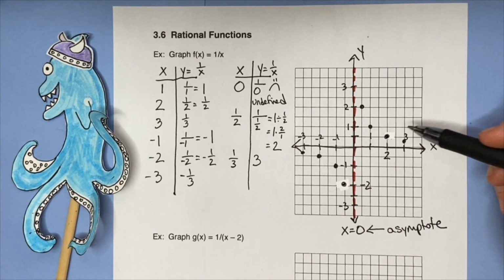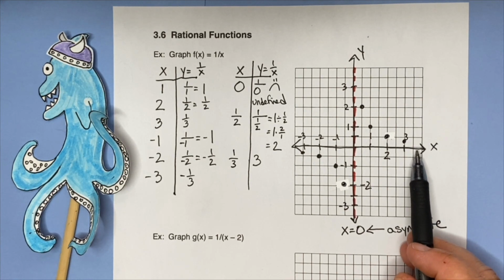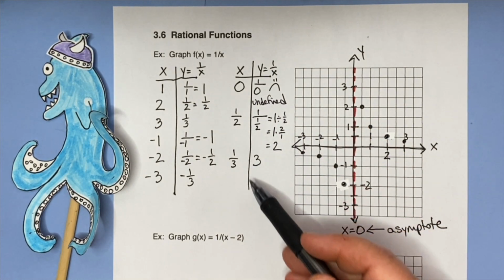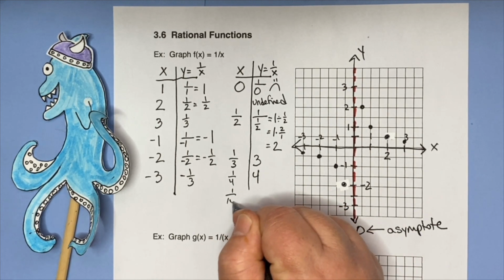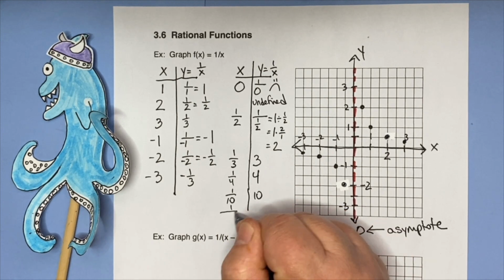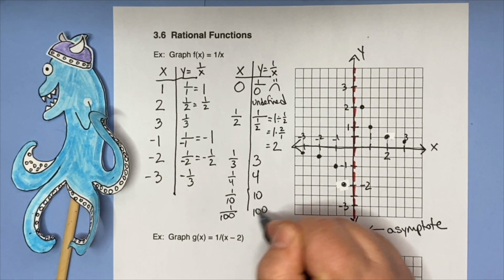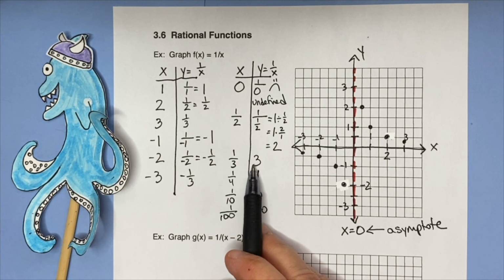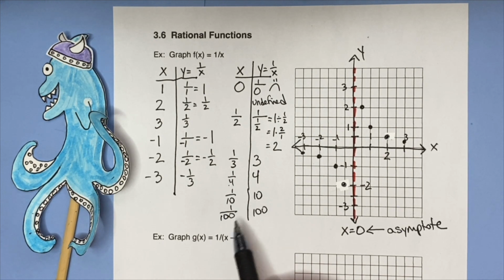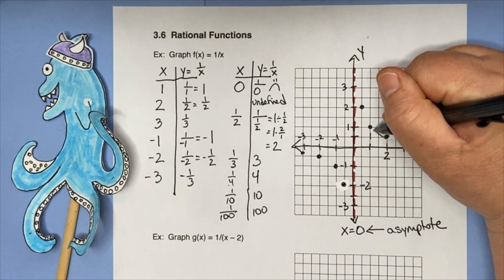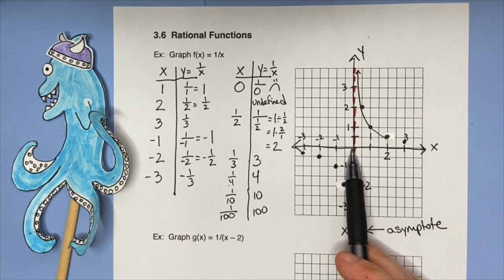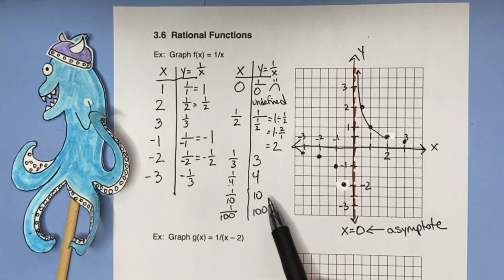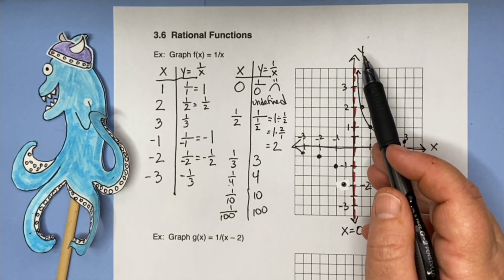Now, what does that mean? That means what's going to happen, and if we had lots and lots of time to fill this in, we'd go 1/4 becomes 4, 1/10 becomes 10, 1/100th becomes 100. So the correspondence from 1/3 to 3, 1/4 to 4, 1/10 to 10, 1/100th to 100 is going to mean that this graph is going to shoot up and get bigger and bigger and bigger. As x gets smaller, 1/x gets bigger, and so it heads up like this.